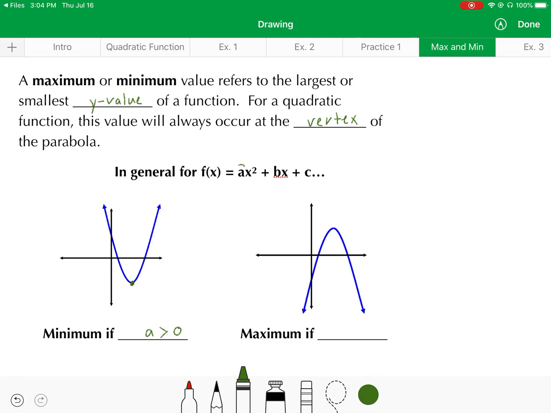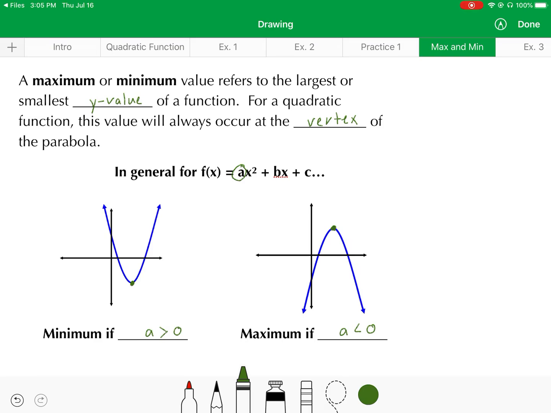Okay, so if we focus on this value right here, as long as it's positive, that tells me the parabola is opening upward and we have a vertex, or we have a minimum value, which is the y-coordinate of the vertex. Okay, and if a is negative, so less than 0, now my parabola is opening downward, which makes the vertex the highest point, so we would be having a maximum value of the y-coordinate of the vertex.